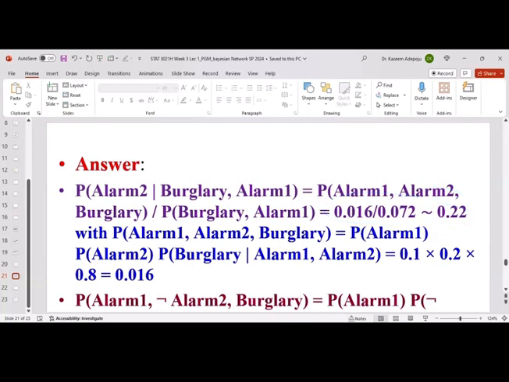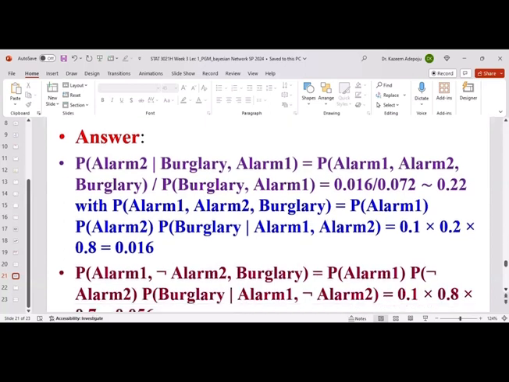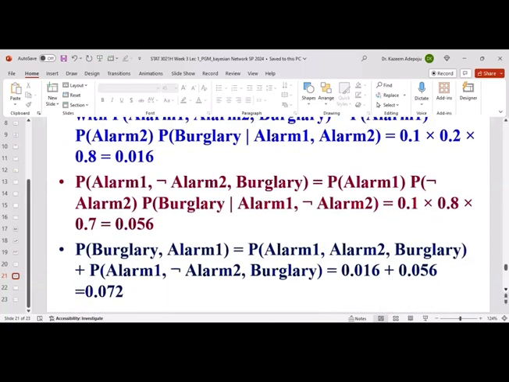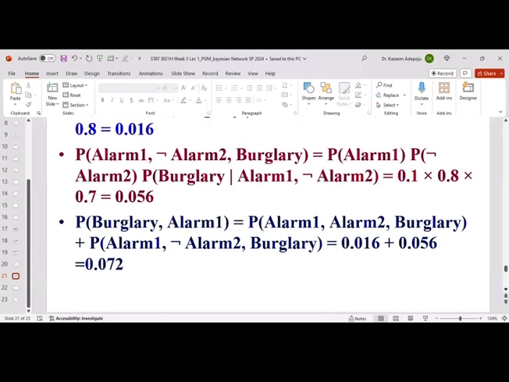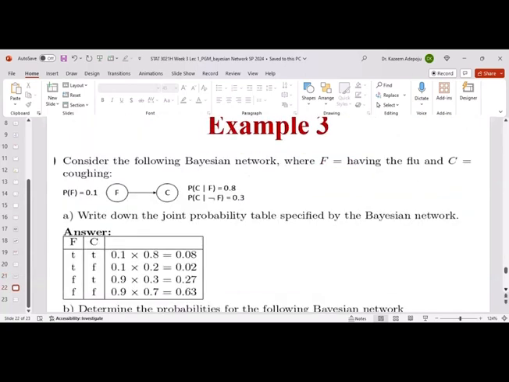I want to move to the last one. This time around, I want to go to healthcare. This is a very simple example. Consider the following Bayesian network where F is having the flu, and C is coughing. Having the flu is a disease, right? Then coughing is a symptom. But let me tell you this, somebody can cough and may not have a flu.